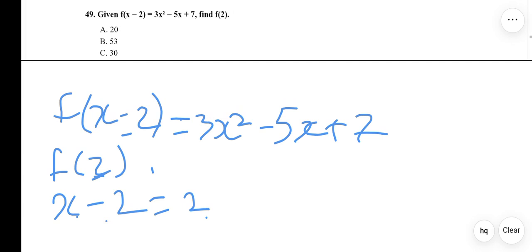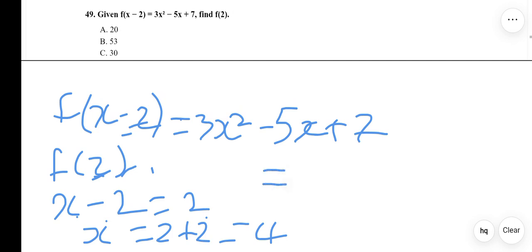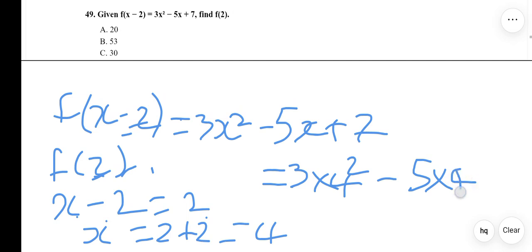So at that point, I'll take 2 to the other side. So that will be 2 plus 2, and 2 plus 2 is 4. So at that point whereby my input will be the same thing is when s is equal to 4. If I say 4 minus 2, I will get 2 back. So that is f of 2. So it's equal to this. Anywhere I see s now, I'm replacing it with 4. So that will be 3 times 4 squared minus 5 times 4 plus 7.